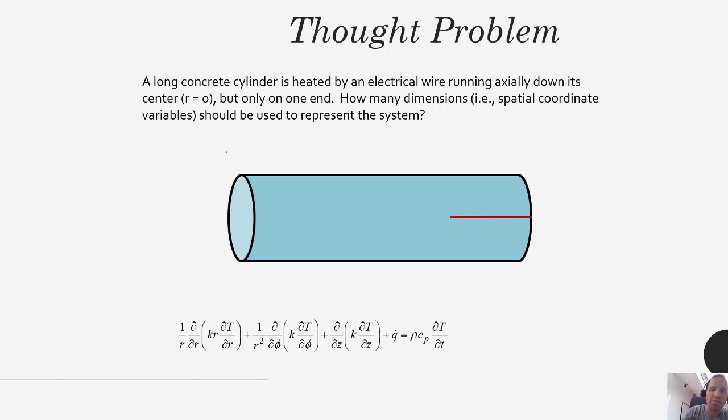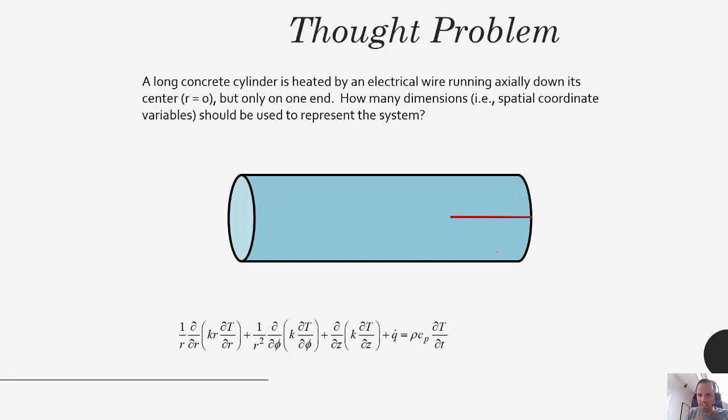I do want to point out the drawing's not perfect. This is a heated wire that's just on this right end. It's at the very center radially, but it doesn't make it all the way down to the left. It's only on this right-hand side. So at this point, I'm going to invite you to pause and think about this. How many dimensions do you need, and which terms can you eliminate?